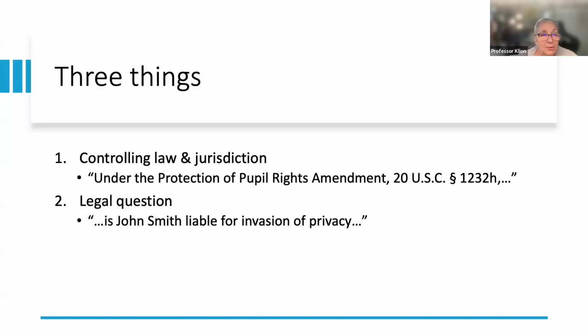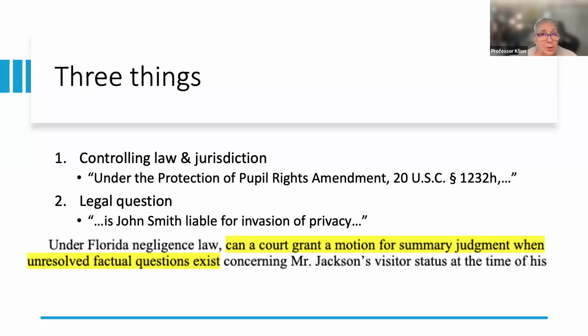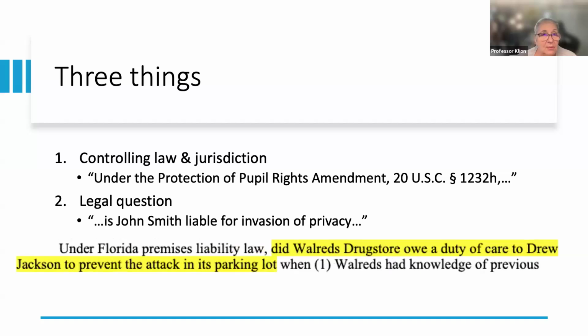Next, the legal question. Remember that the legal question here is specifically the question the attorney asked you to answer. So go back and look at what you were asked to answer, but remember the question was whether or not a potential negligence claim would survive a motion for summary judgment. And here is what I got. Can a court grant a motion for summary judgment when unresolved factual questions exist? That was not the question.